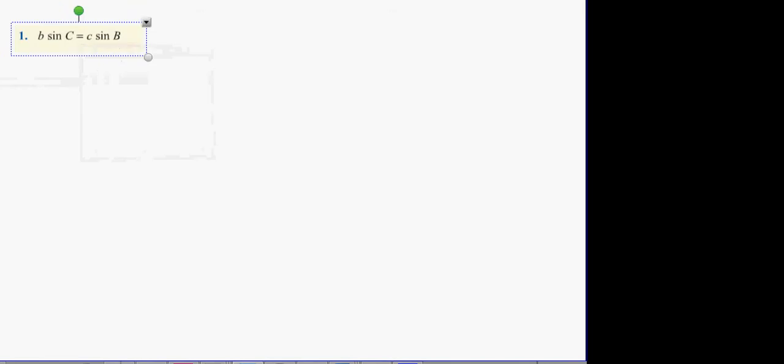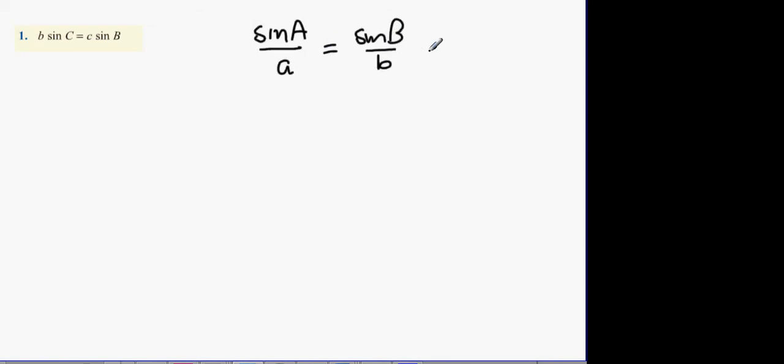Question 1. You're going to be using two different equations to do this. You're going to be using the sine rule and the cosine rule. So look, if we start off with the sine rule, sine A over A equals sine B over B, and in turn that equals sine C over C.